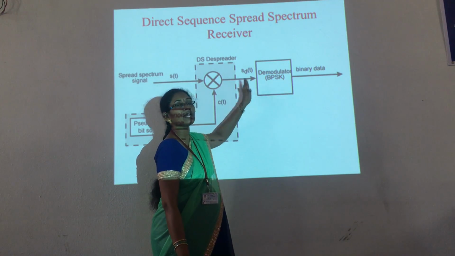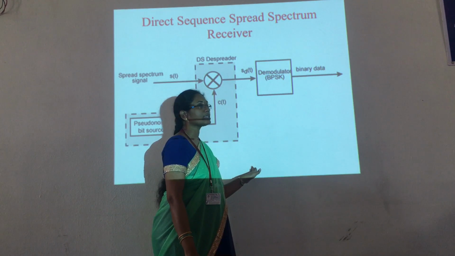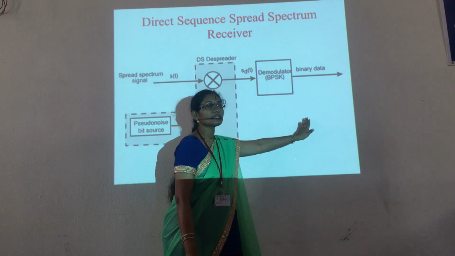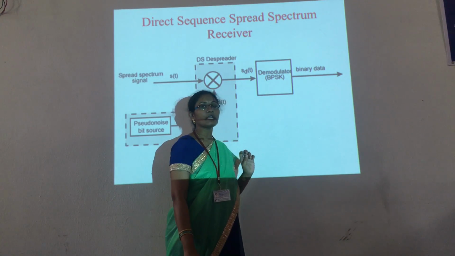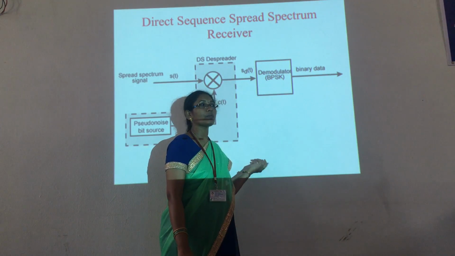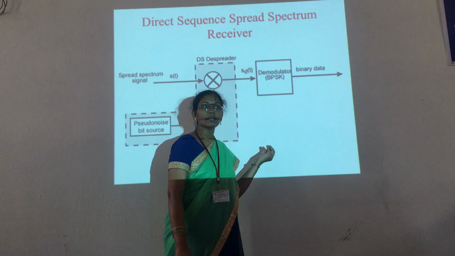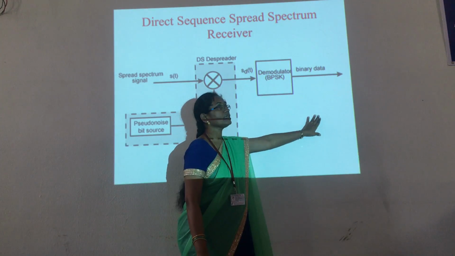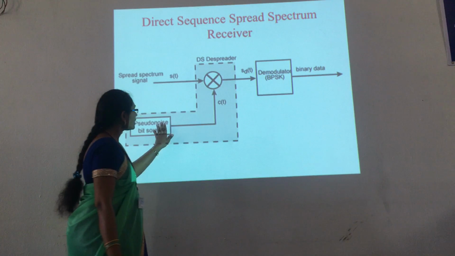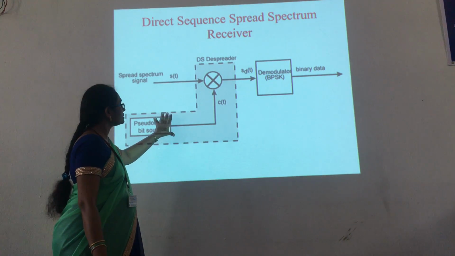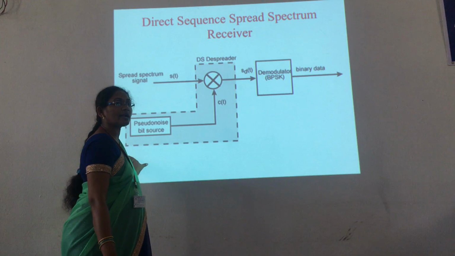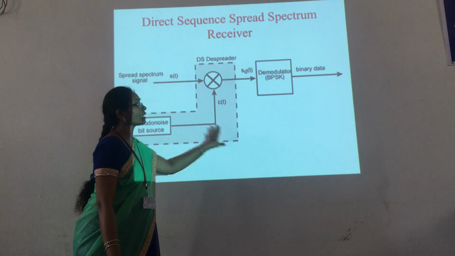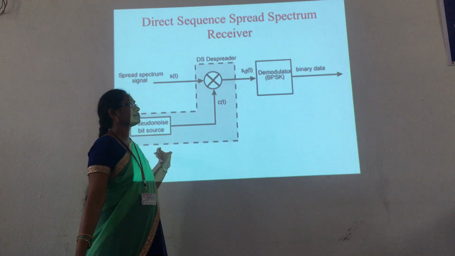Multiplying the incoming signal with a locally generated carrier signal and passing it through a low pass filter, you can recover the original message signal. Why are we using a low pass filter? Because our original data is a low frequency signal. And whatever PN sequence is used must be synchronous with the sequence used at the transmitter side. If not, we cannot recover the data at the receiving side.